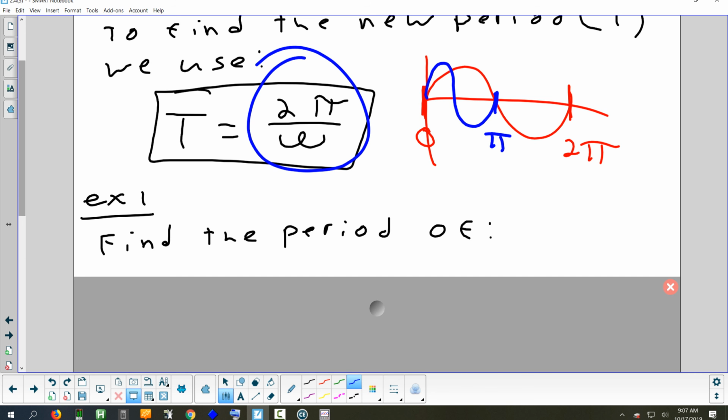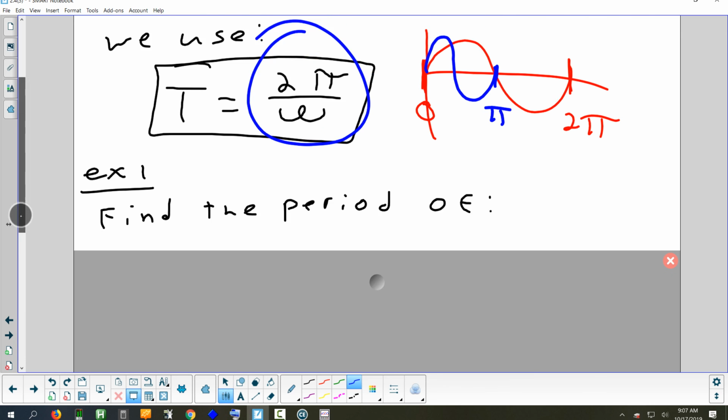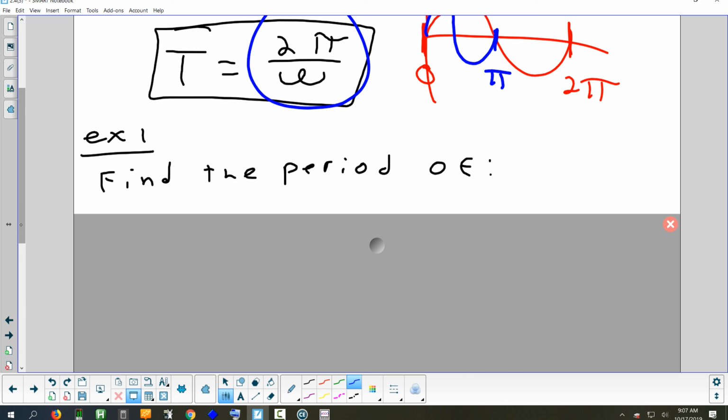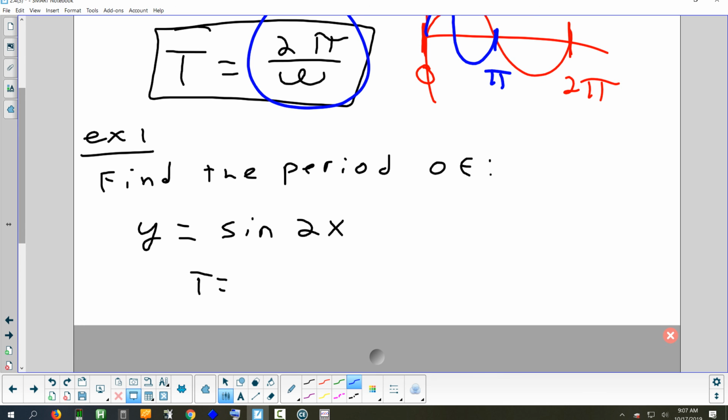Okay. So these are going to be a couple problems where there's no graphing involved. We are going to do graphing, but not yet. We just want to be able to find the period of this equation. So sine 2x.